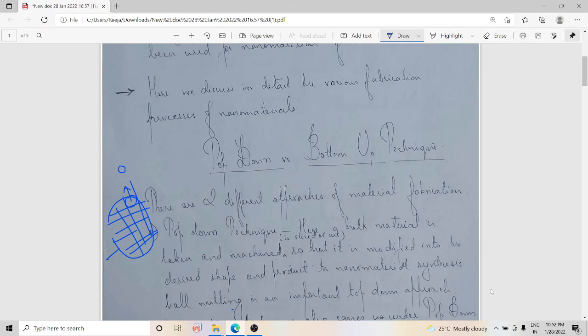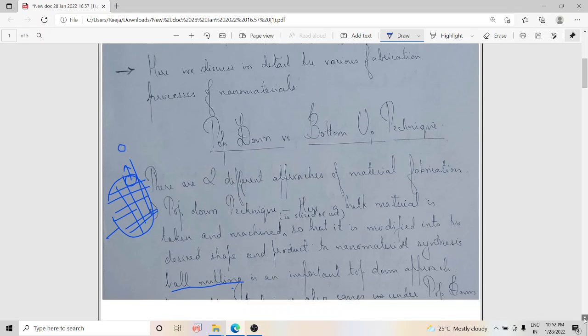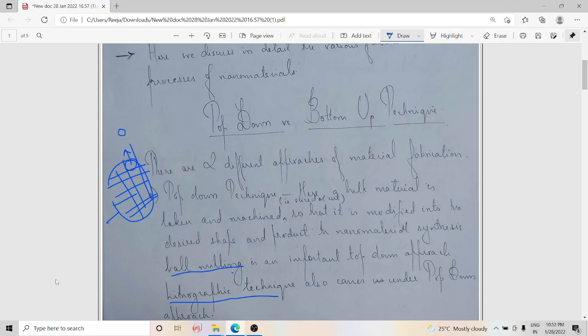In nanomaterial synthesis, ball milling is an important top-down approach. So ball milling is an example of a top-down approach synthesis technique. That is, here you take the precursors of the nanomaterial in their bulk form. The precursor means the reactants which are used for synthesizing the desired nanomaterial.